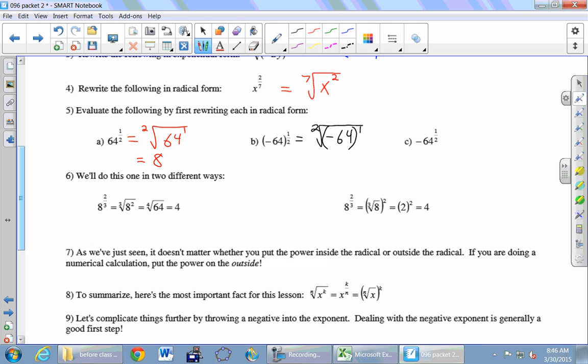Is it 8? So if it were 8, then 8 times 8 should be negative 64. But 8 times 8 is positive 64. So it can't be 8. Negative 8 seems like a good thing to try. How much is negative 8 times negative 8? It's again positive 64.